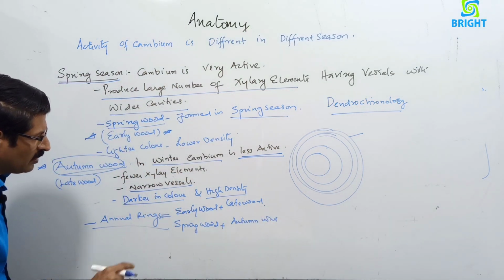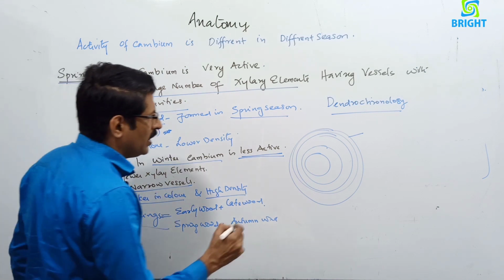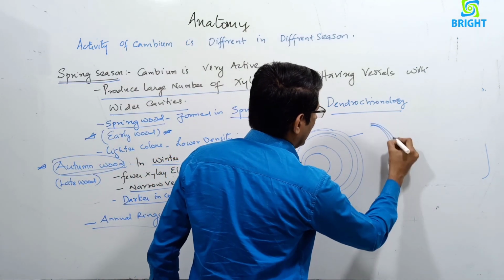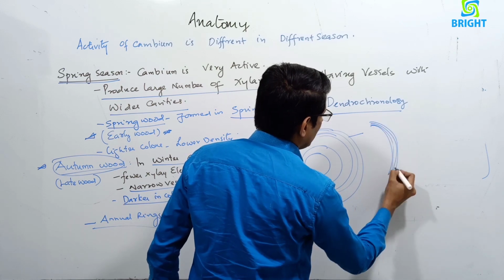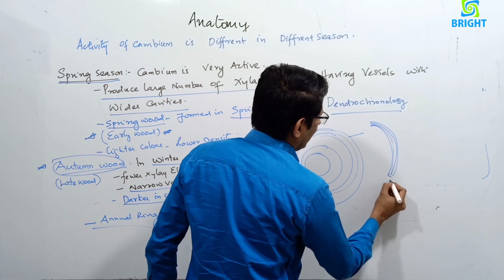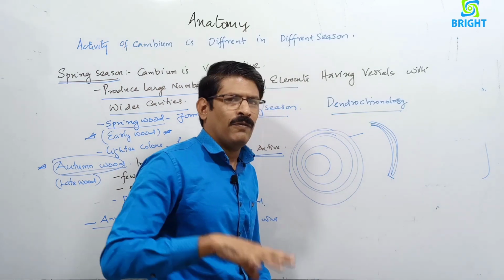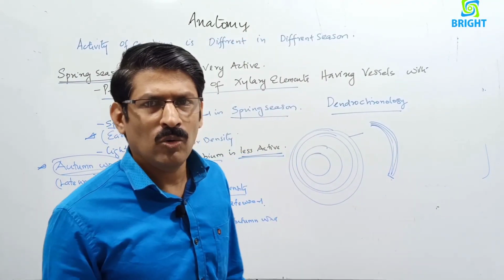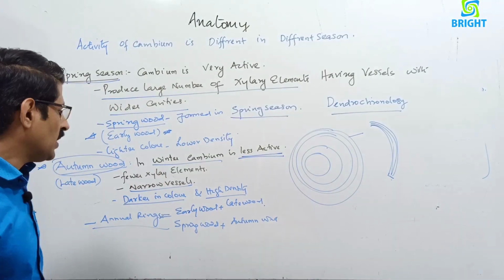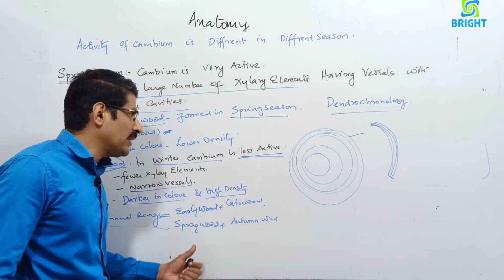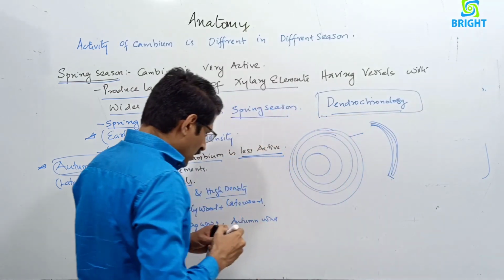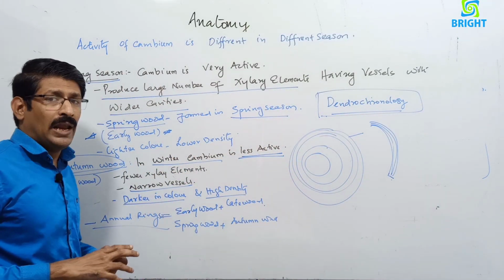So in an annual ring, two rings are present. One ring is darker, another is lighter, then again darker, again lighter. So this is 1 year and this is 2 years. If there are 4 rings present, it will be a 2-year plant. So we can calculate the age of the tree by counting the annual rings, and that branch is called dendrochronology. It is important.